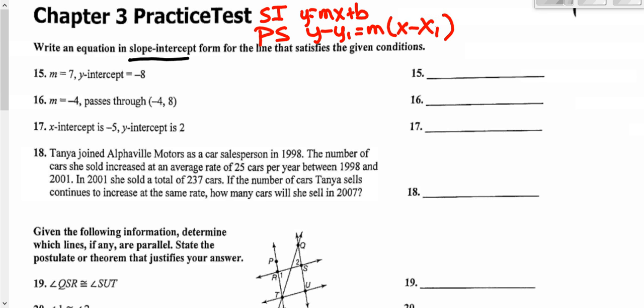Here it says we have a slope of 7 and a y-intercept of -8. Well, if they already gave us the information we need, the m and the b, we can just write the equation. Y equals 7x minus 8.